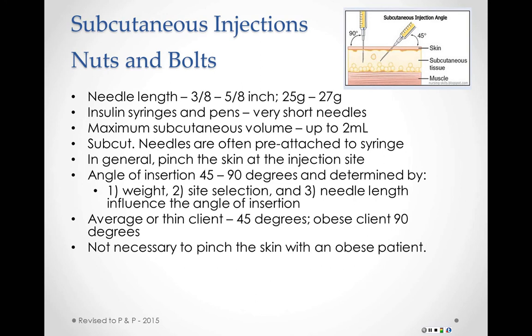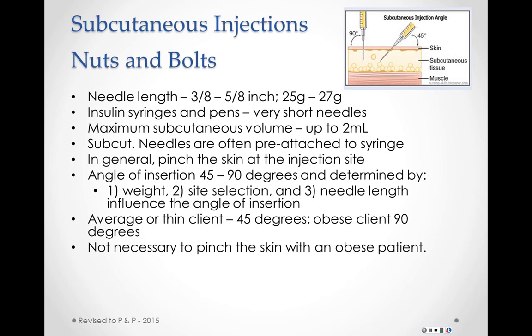Let's take a closer look at the subcutaneous injection nuts and bolts, or in other words, the practical and essential details. The recommended needle length and gauge for subcu injections is 3/8 to 5/8 inch, 25 to 27 gauge. Insulin needles are even smaller yet, 5/16 to 1/2 inch, 28 to 31 gauge. Due to the frequency of insulin injections, these smaller needles help prevent skin-related complications. The maximum volume the subcutaneous tissue can absorb per injection is 2 milliliters.